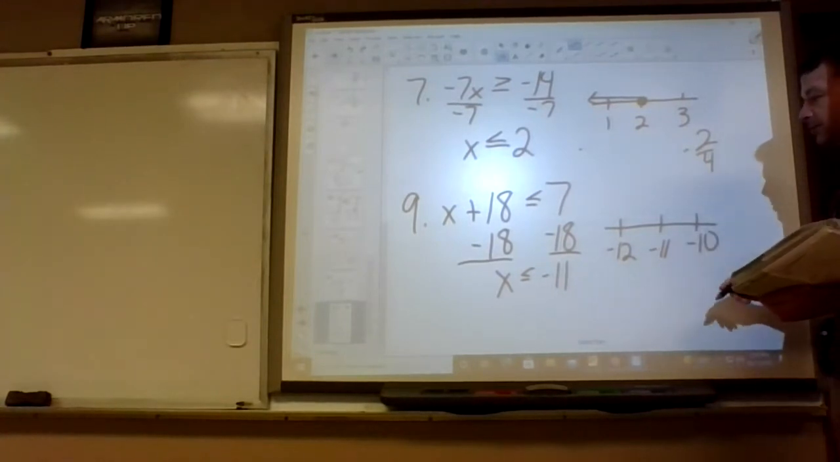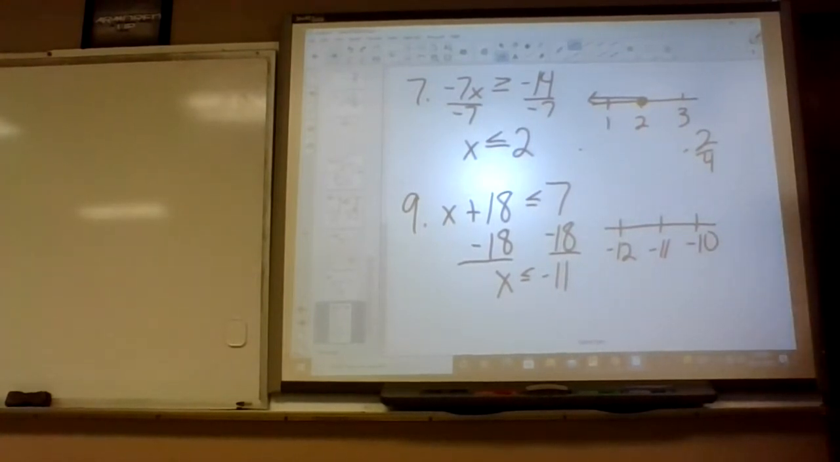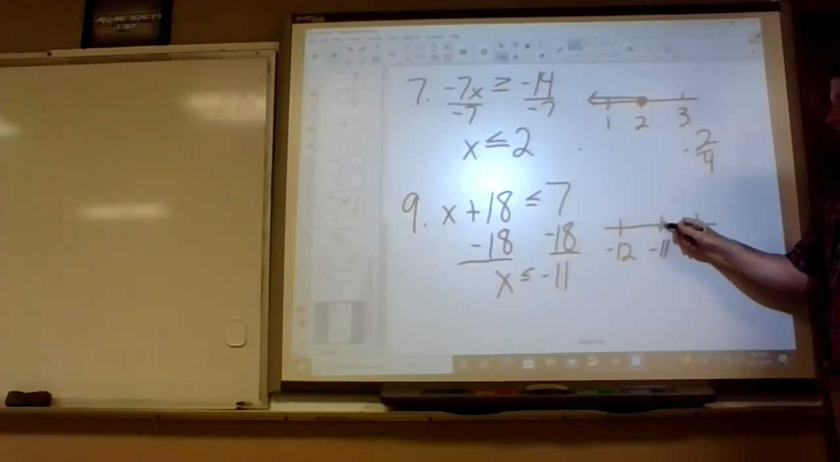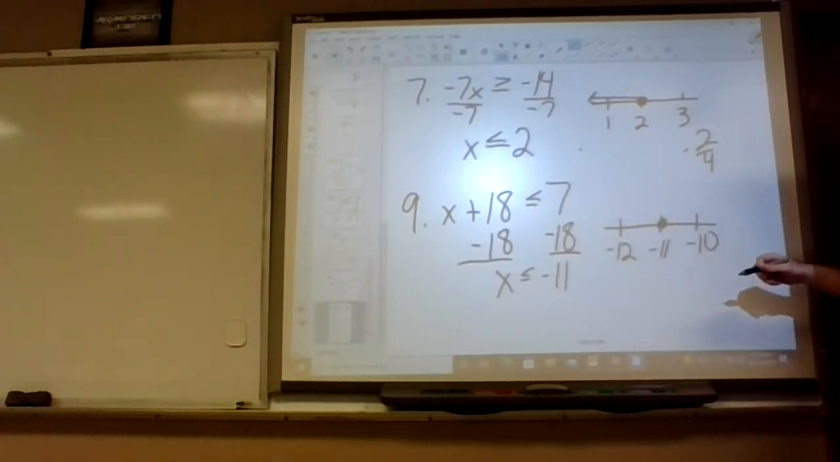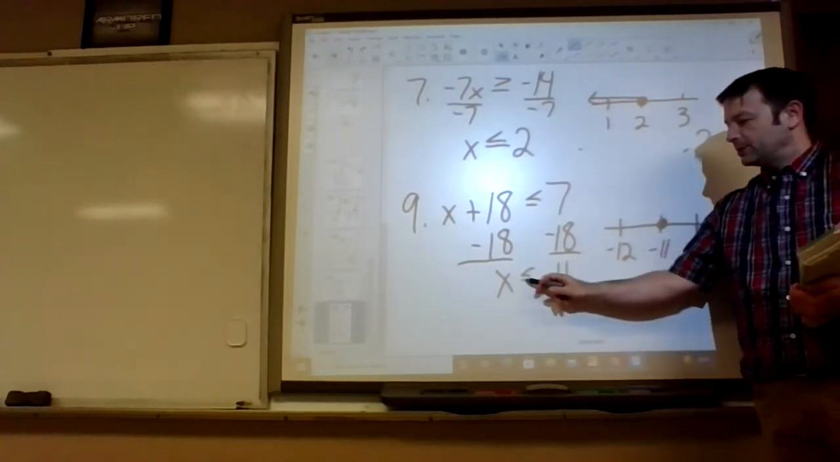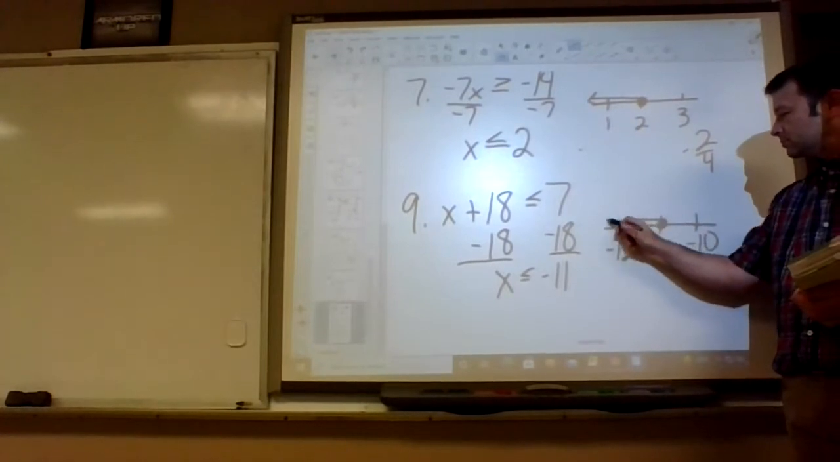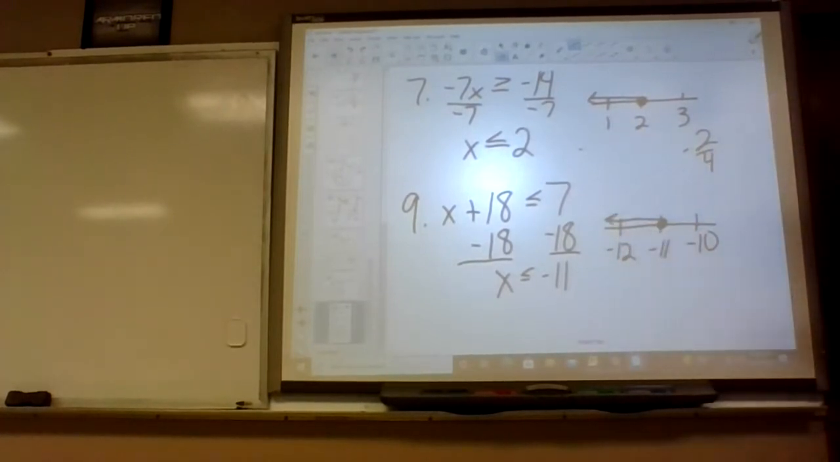Okay, is the circle open or closed on this one? It's closed. Which direction am I going? I don't know. That way. Wait. Yeah, left. All the numbers that are less than negative 11 are to the left.